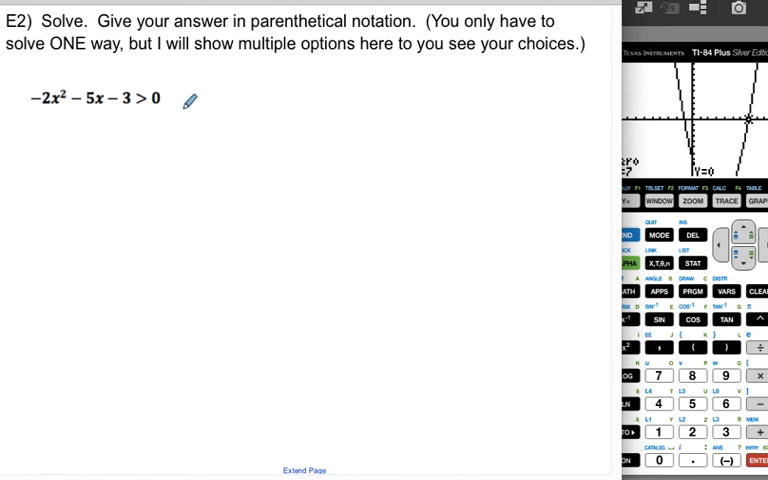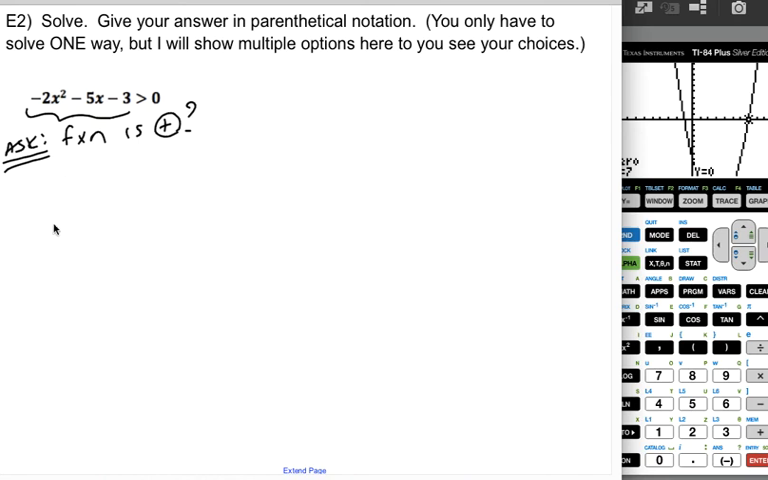All right, so we're going to solve, and we're going to give our answer in parenthetical notation. Again, I don't care how you solve. I'm going to walk through at least one way, if not two. What this is saying is that this entire function is positive, right? That's what greater than 0 means. So that's what you're being asked: when is this function positive?